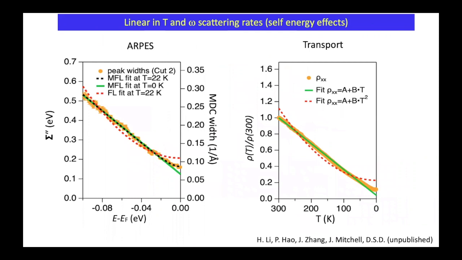Let's see. Last slide is on scattering rates. This is called the nodal cut. This is the experimental data, sigma double prime versus frequency. Here's the Fermi energy. The yellow squares are the experimental data. And I fit this to a Fermi liquid type of analysis, which doesn't do such a great job. Marginal Fermi liquid at zero temperature would be perfectly linear, but I'm at finite temperature, I'm at 22K. And that is the black dashed lines, which fit quite nicely.